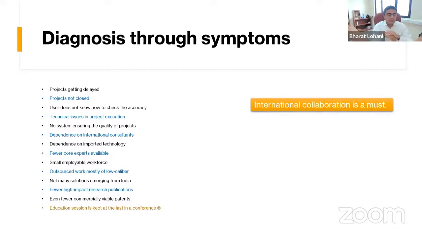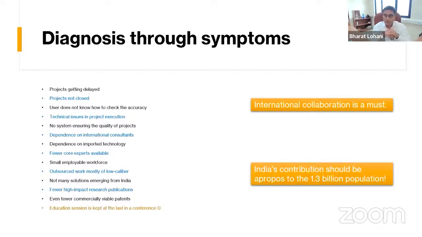Now, in whatever symptoms I was looking into, I don't say that we do not need to collaborate internationally. We need to collaborate internationally. That is the need of the hour, and that is how the international ecosystem works. And we have to be a part of that ecosystem. However, my problem is that India needs to contribute according to its 1.3 billion population. And the question is, are we really contributing in the technology area, in the research area, in the patent areas, in the applications, in the solutions, in solving our own problems, apropos to our 1.3 billion population? That's a big question mark.